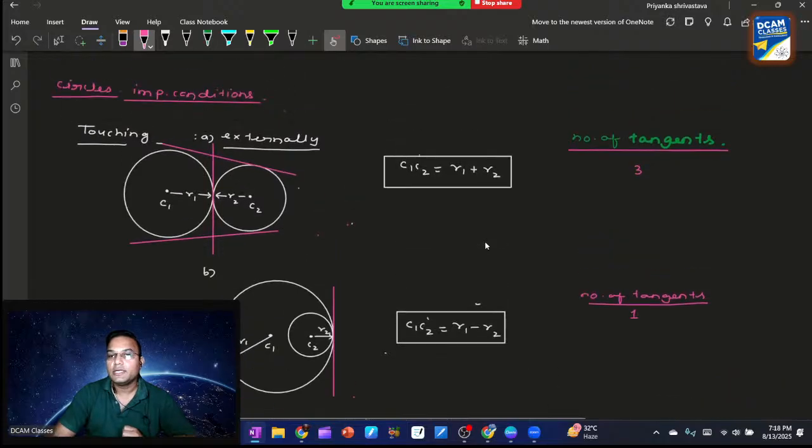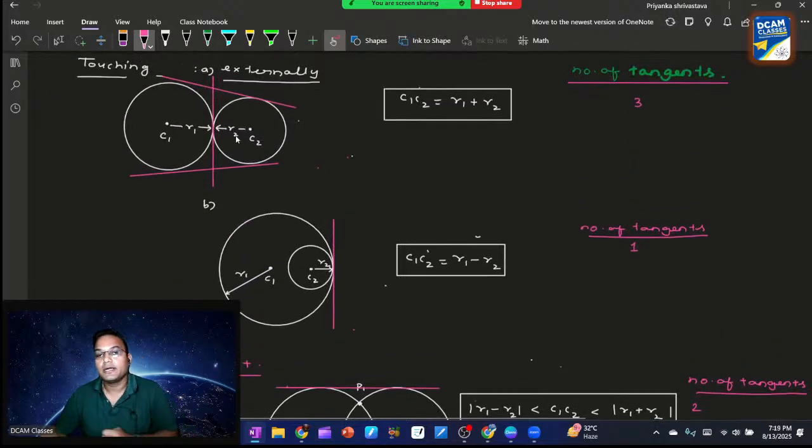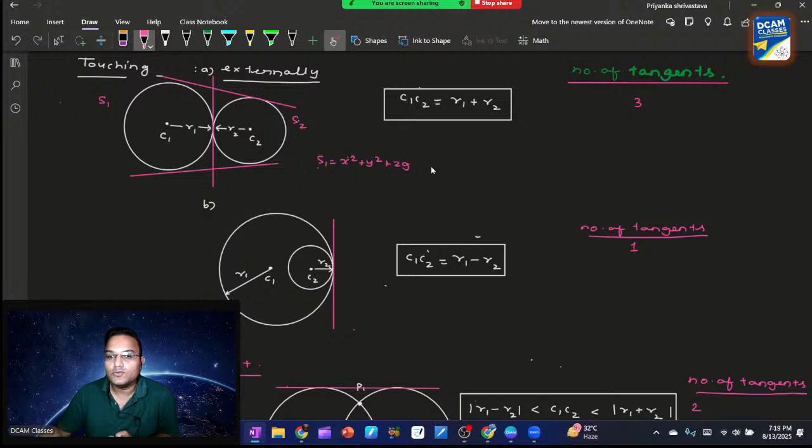One more thing I'll tell you. See here in this case, there is a very important, very good result. Suppose the equation of this circle is S1 and the equation of this circle is S2. S1 is x square plus y square plus 2g1x plus 2f1y plus c1 is equal to 0. S2 is x square plus y square plus 2g2x plus 2f2y plus c2 is equal to 0.